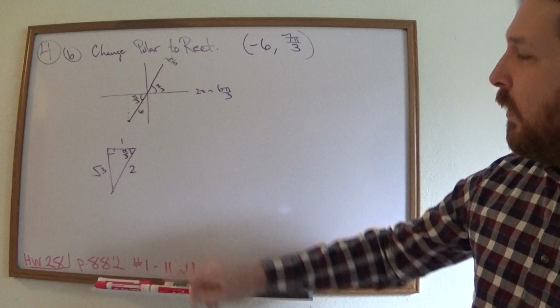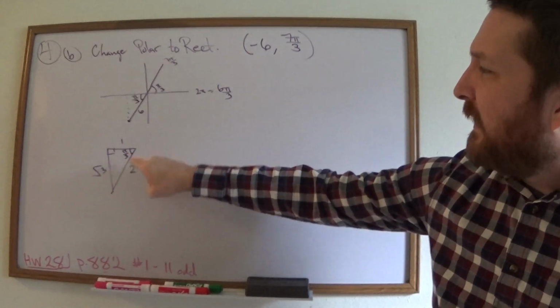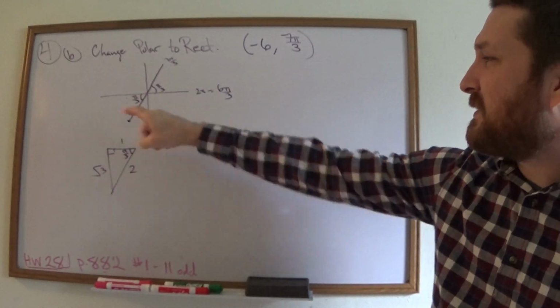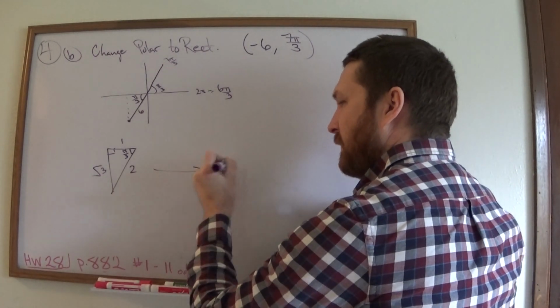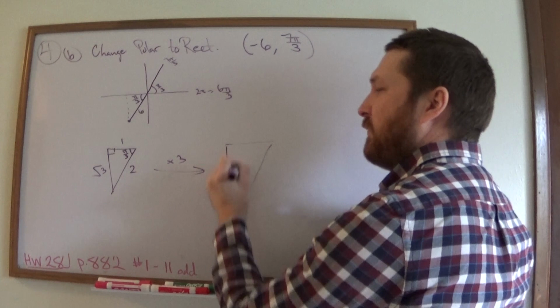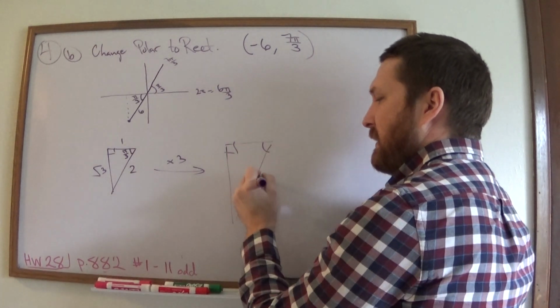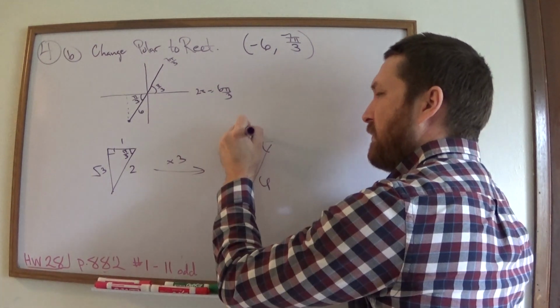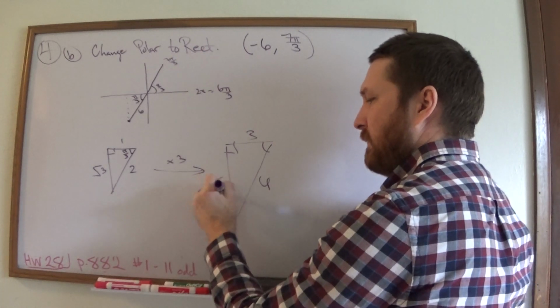And I'm thinking, what do I need to multiply this guy by in order to turn him into a 6? Multiply by 3. Just multiply everybody through by 3. And I get 6 here, I get 3, and I get 3 root 3.